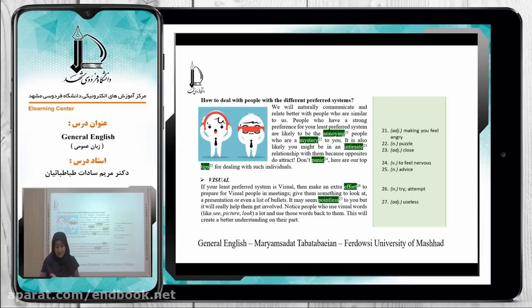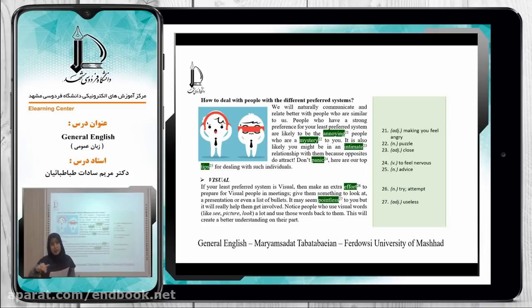In other cases, it says, you might be in an intimate relationship with them. So, sometimes people who are totally different become very close, become good friends. Why? Because they are attracted to each other. They find each other interesting, so they attract each other. That's why they become good friends. It says, don't panic, means don't worry, relax.